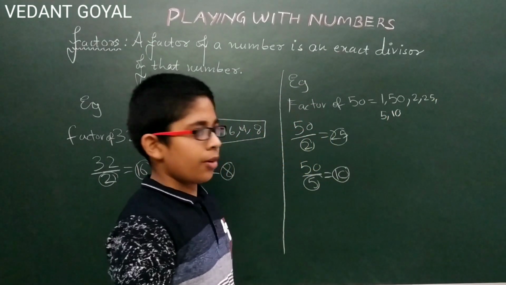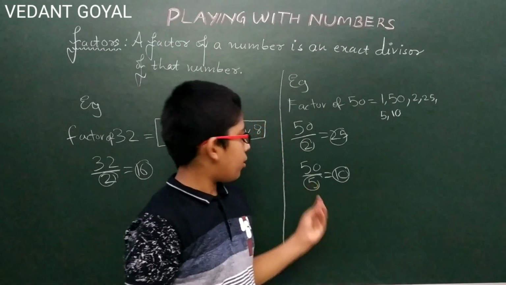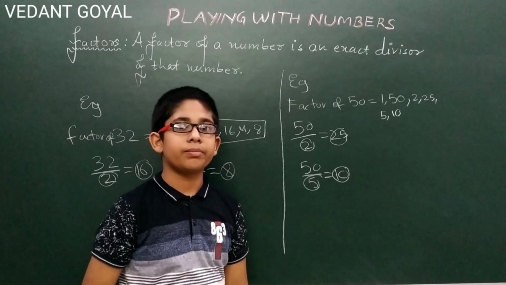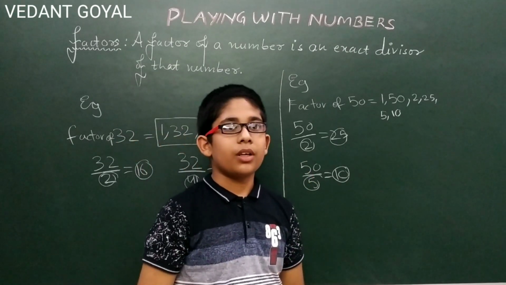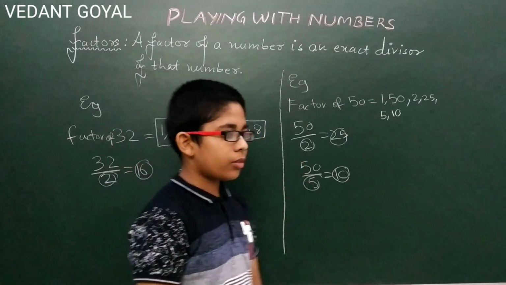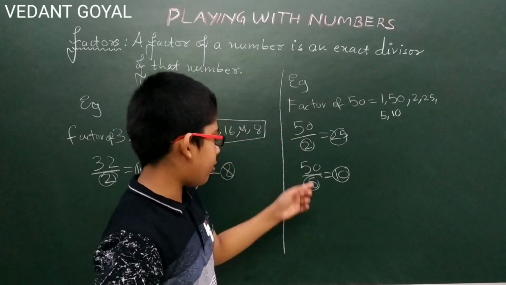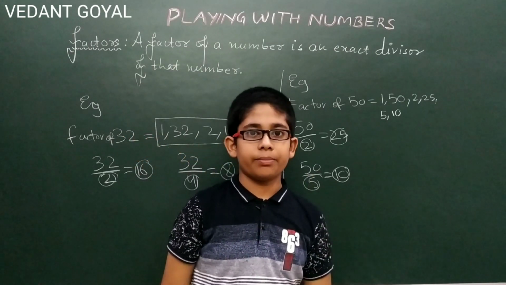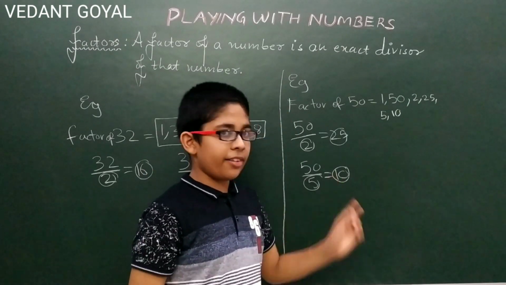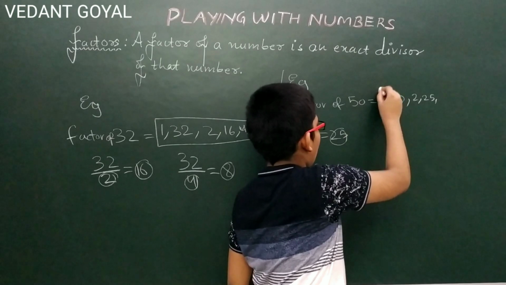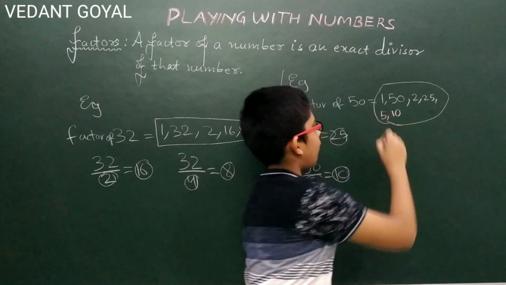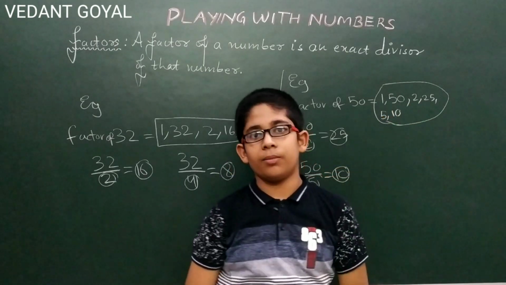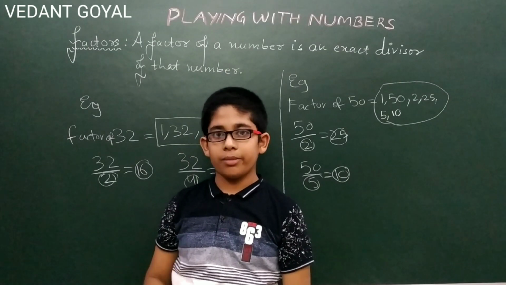Next we have 6, which leaves a remainder 2, 7, which leaves a remainder 1, and then 8, which also leaves a remainder when dividing 50. 9 is also not a factor, and then 10, it is repeated. So we have covered all the factors of 50, which are 1, 50, 2, 25, 5 and 10. Okay? Understood?